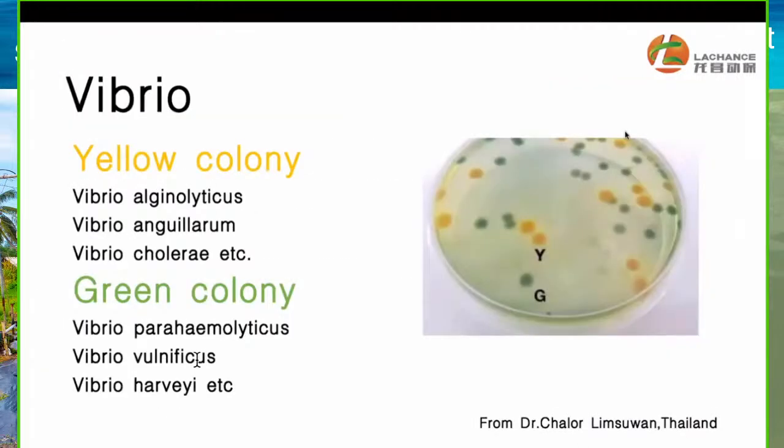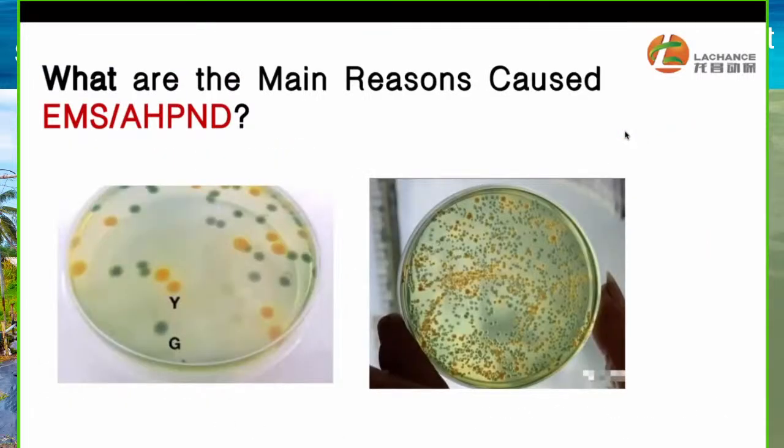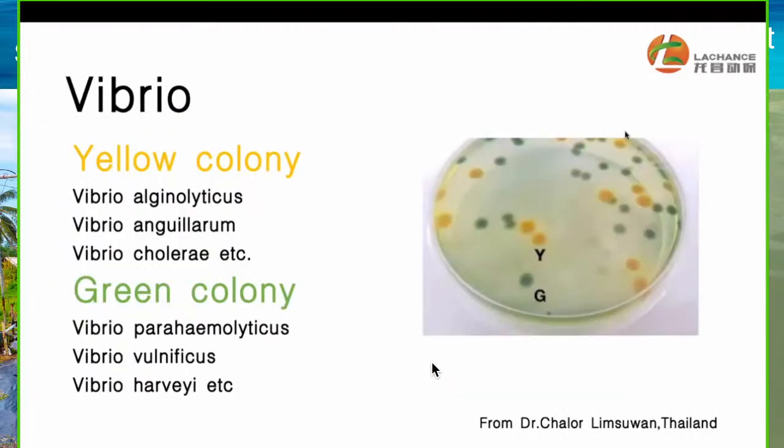So what are the main reasons of the HPND? It's the yellow and green vibrios. I shared in the picture the yellow colony and the green colony, and the main vibrio causing the HPND and EMS is Vibrio parahaemolyticus. That will attack the shrimp's pancreas and intestine. That is the vibrio.